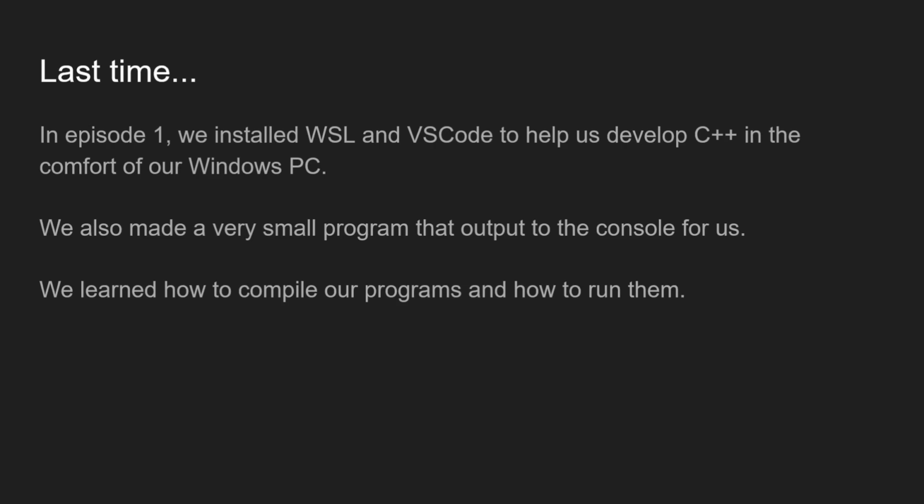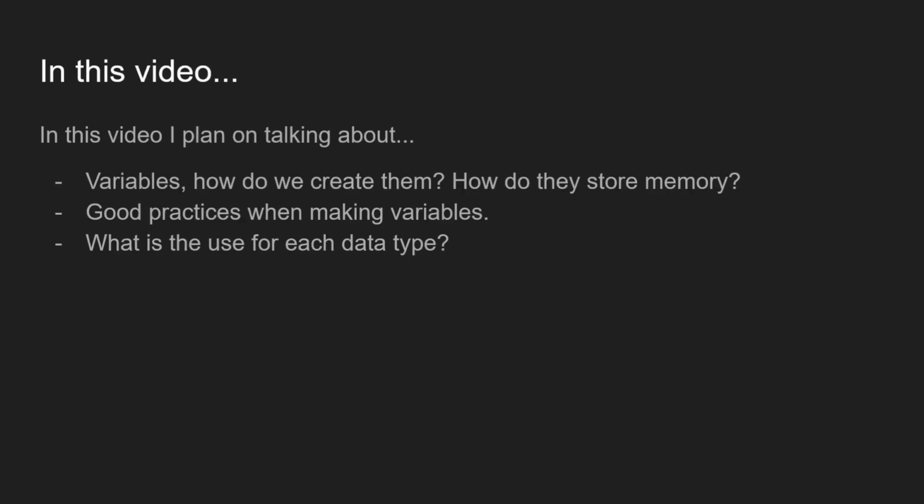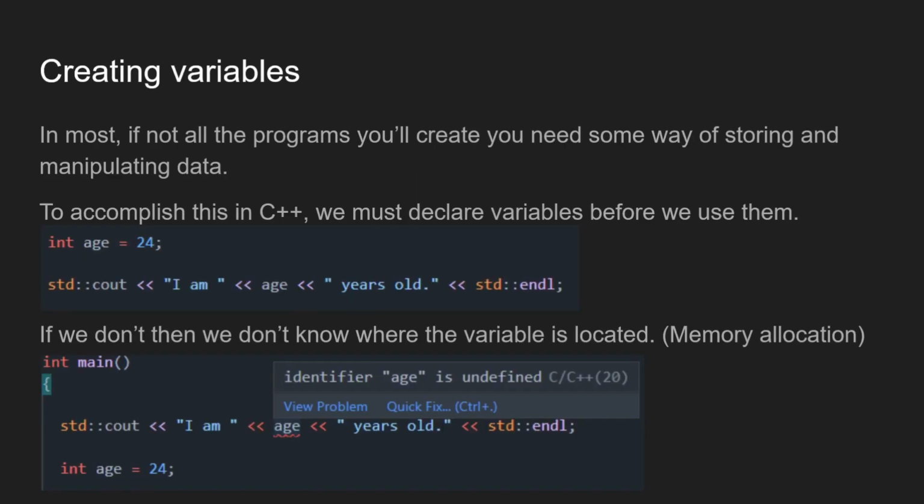So in this video I plan on showing you guys how to do variable creation: how do we create them, how do they store memory, what are good practices when we create variables, and what is the use for each data type. When we create a variable, we have two things that we say: a declaration and initialization. So I can declare a variable or initialize it.